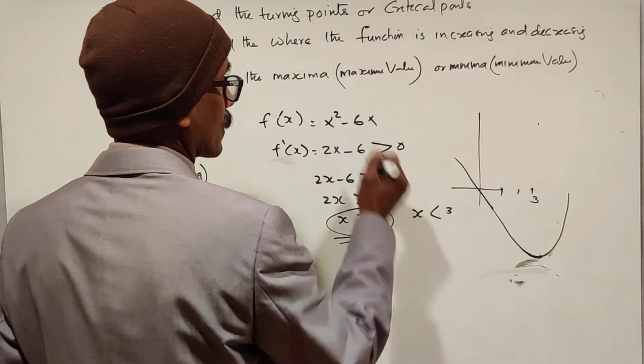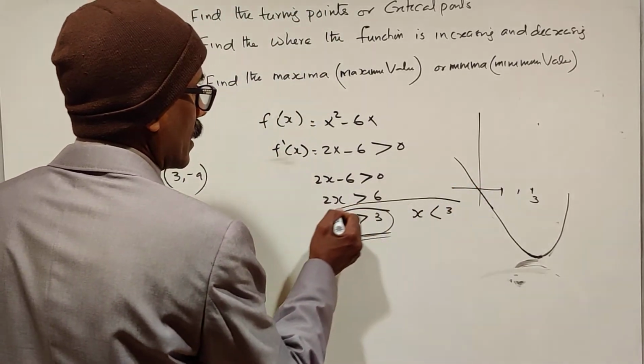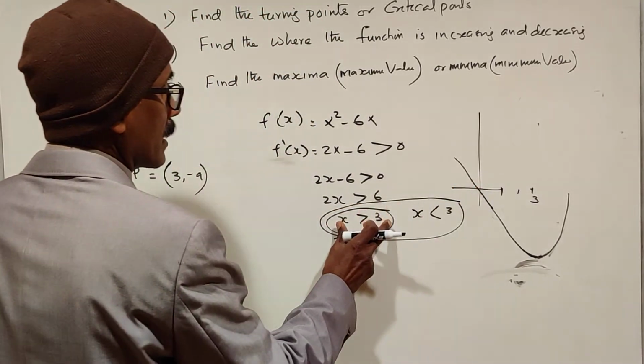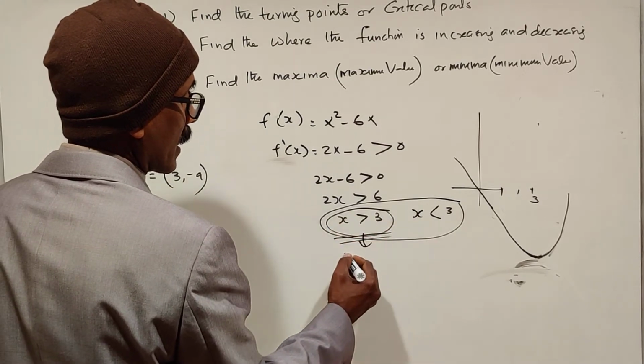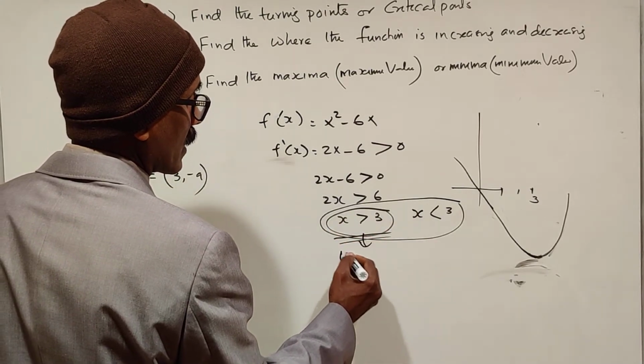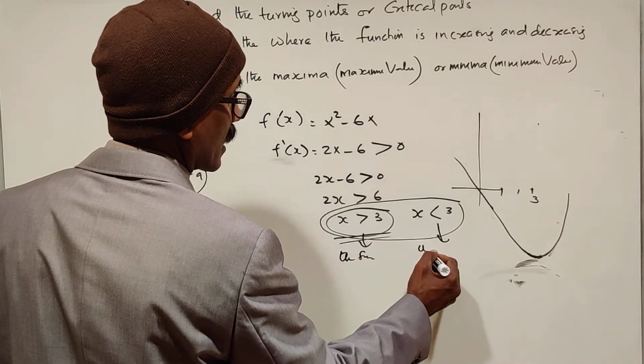Passing through 0 because it was passing through the origin. Okay. You don't need this, you only need this answer. If x is greater than 3, the function is increasing. If x is less than 3, the function is decreasing.